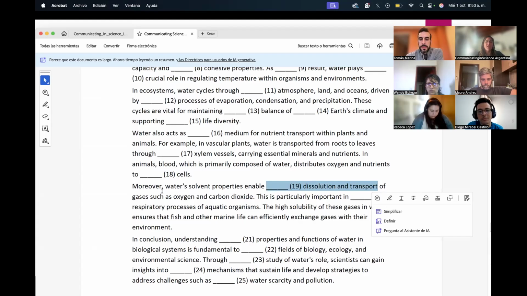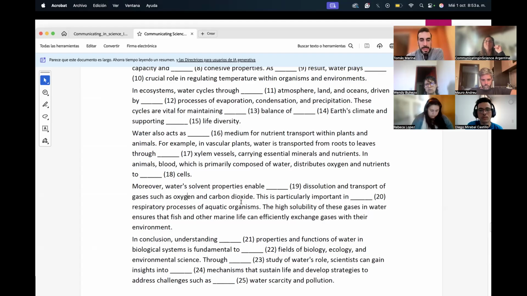In this case, if I read it in my head, or if I read it out loud, moreover, water's solvent properties enable dissolution and transport of gases such as oxygen, I feel like there is something missing there. My head is telling me there is something that's off. That sentence is incomplete. I don't know what you think, Tommy.